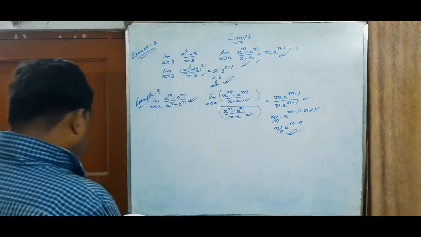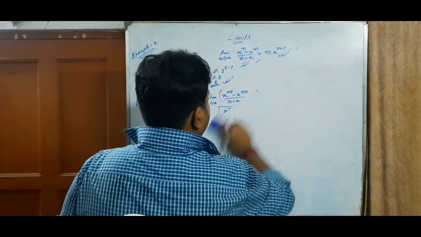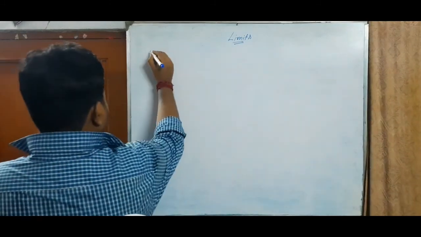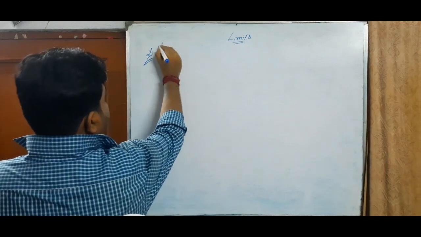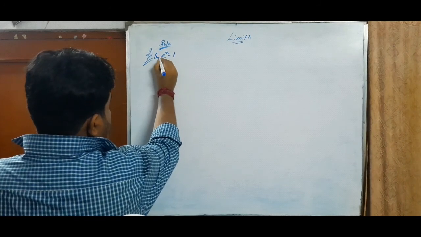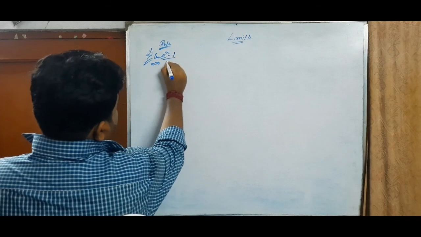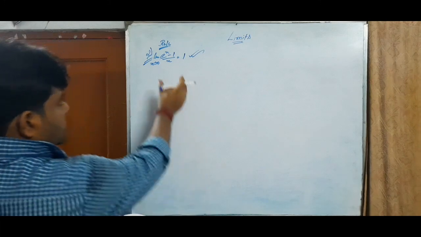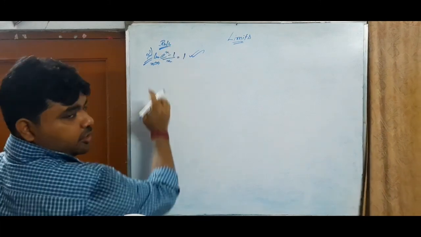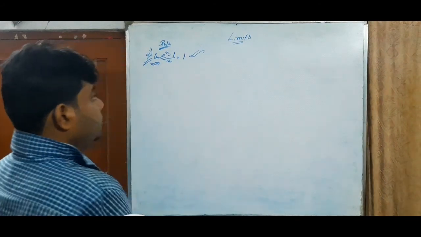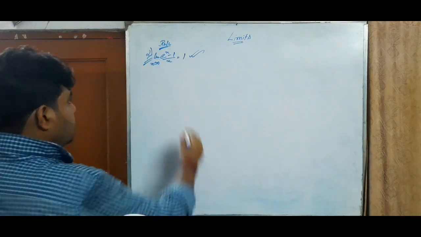Now, the next formula or the next theorem, that is rule number 2: limit x tends to 0, (e to the power x minus 1) by x equals 1. This is the second rule. Okay, this is e to the power x, the exponential function, e to the power x minus 1 by x equals 1. So we can just see another example to solve it.